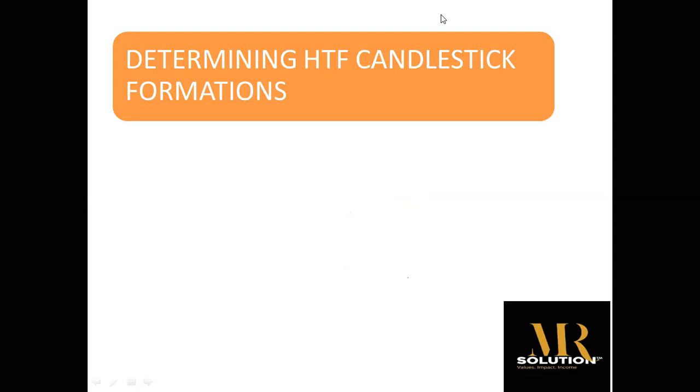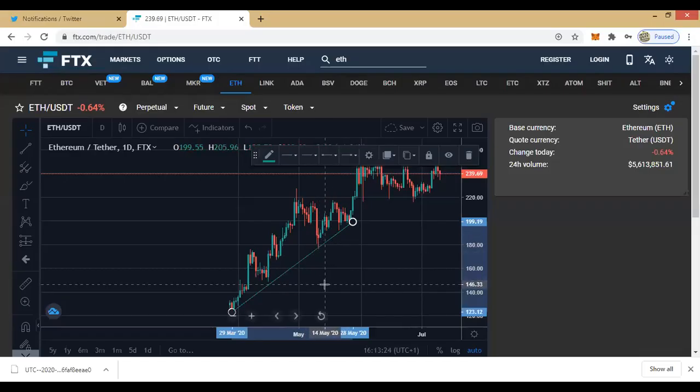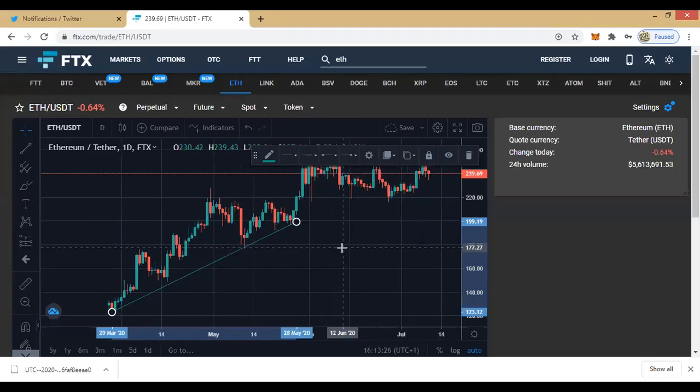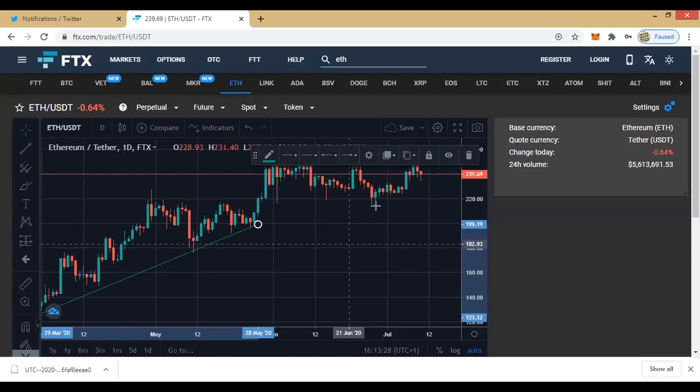Still on our Ethereum charts. Let's say this candle was formed. This is the candle that was formed here. And which do we use right now? Let's use this. This happened on the 4th of July.